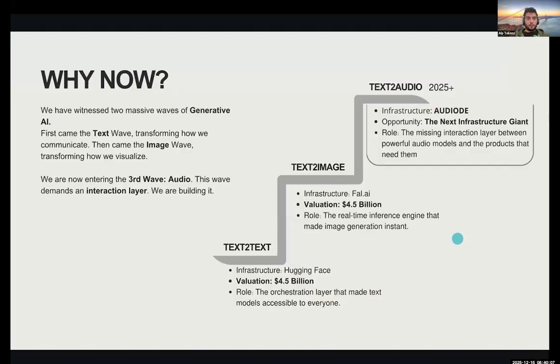Our engine runs in the background, remixing and adapting the music milliseconds before it hits the player's ears. So why now? We are witnessing a historical pattern. The text wave gave us infrastructure giants like Hugging Face. The image wave gave us real-time speed demos like Fal AI. Now we are entering the third wave, audio. The models like Suno are ready, but the interaction layer is missing. Audio is here to fill that multi-billion-dollar infrastructure gap.